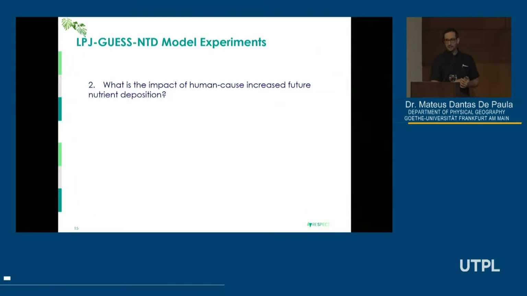The second experiment I want to show is, okay, now we know that nutrient is important. What will happen, as was shown before by Wolfgang Wilke, if the nutrient deposition goes up in this area due to anthropogenic nitrogen deposition? Let's see what's going to happen. I'm not talking about climate change as we knew before, temperature and so on, but now environmental change due to nutrient deposition.